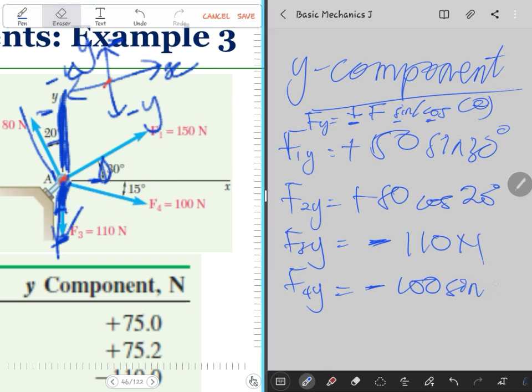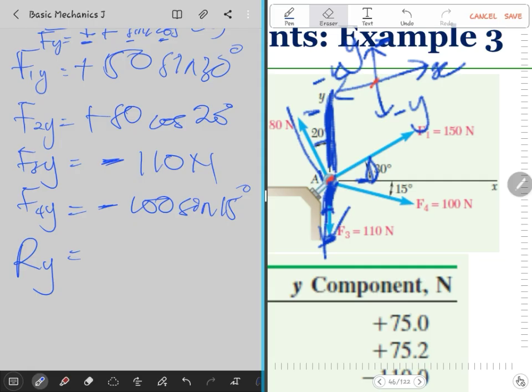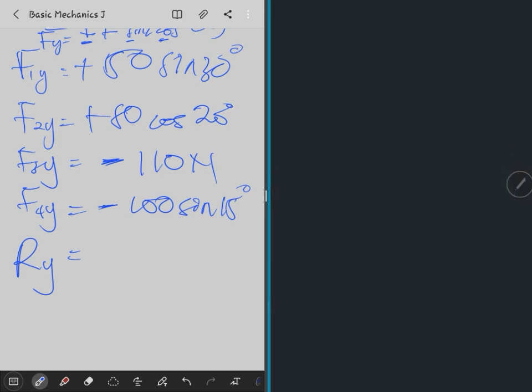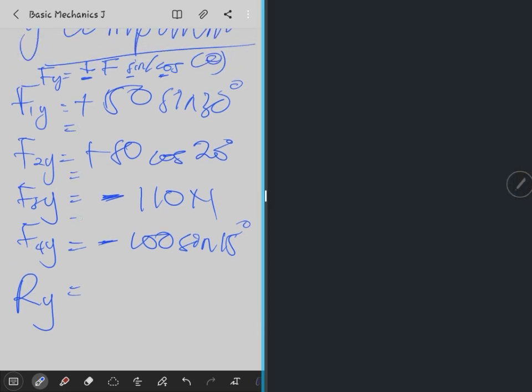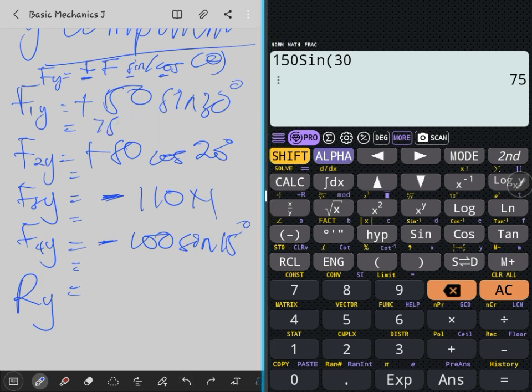Right. So now let's see what we are getting for our resultant y. So this here, this here, this here, this here. This is still the negative 110 newtons. F1 will be 150 sine 30. All that gives us, when you have problems like this, you can clear your calculator just to make it fast. So 75 newtons, right? And then F2y, that's 80 cos 20, right?